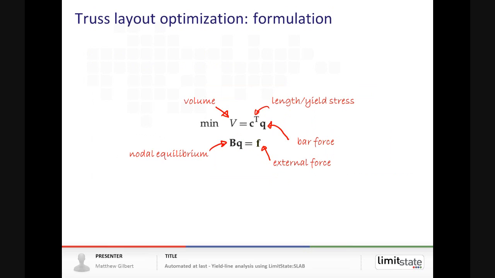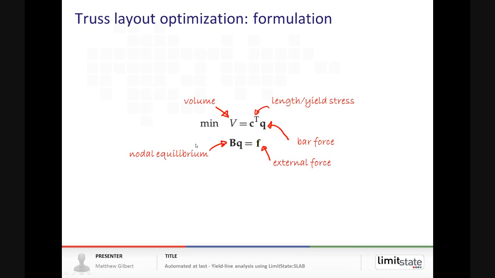So we felt it was worth looking at the mathematics underpinning the truss layout optimization method and see how that could be modified to deal with the analysis of slabs. So what we're trying to do in the classical truss problem is minimize the volume, which is the sum of the length times the area of all the truss bars. If we have problem variables of bar forces, then we can rearrange that so the volume is the sum of the length over the yield stress times the bar force.